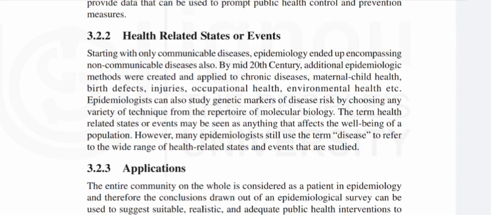Health related states or events. Starting with only communicable diseases, epidemiology ended up encompassing non-communicable diseases also. By mid-20th century, additional epidemiological methods were created and applied to chronic diseases, maternal child health, birth defects, injuries, occupational health, environmental health, etc. Epidemiologists can also study genetic markers of disease risk by choosing any variety of technique from the repertoire of molecular biology. The term health related states or events may be seen as anything that affects the well being of a population. However, many epidemiologists still use the term disease to refer to the wide range of health related states and events that are studied.